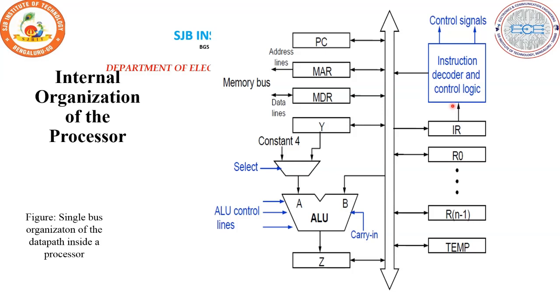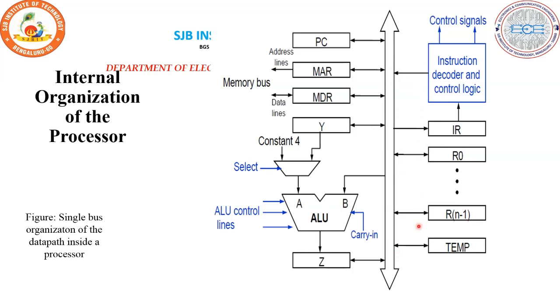The decoder generates the control signals needed to select the registers involved and direct the transfer of data. The registers, the ALU, and the interconnecting bus are collectively referred to as the data path.